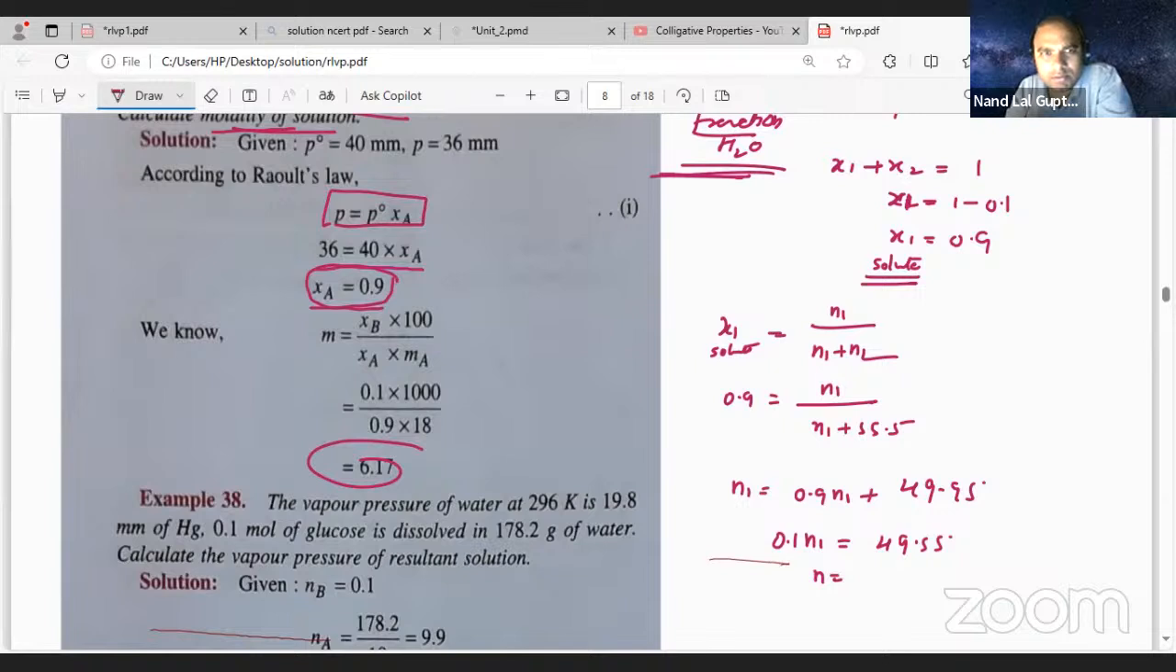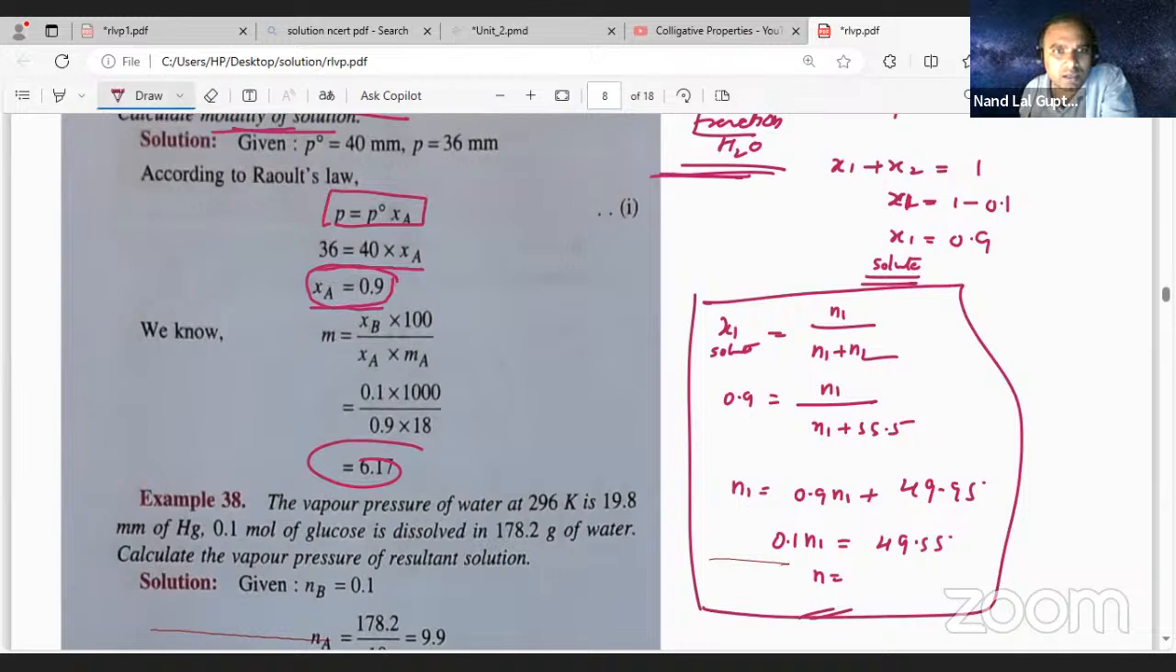Molality. n1 plus 55.5. You are solving this one, 45. This side it comes 0.1. What is the problem? It's not coming correctly, because you are dividing 49.5 by 0.1 and it is coming 495. This is something wrong. With this method we are not getting the answer.